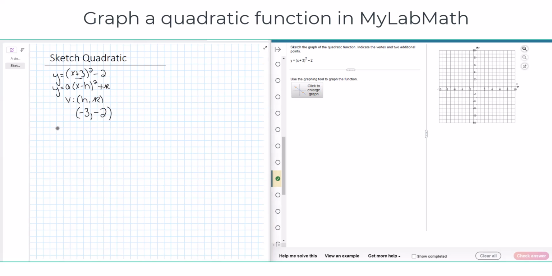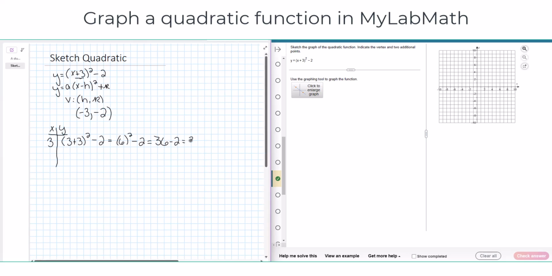Now the question asks for 2 additional points. Let me make my x y table. Let's just randomly pick a number. I'm going to pick 3, and put 3 in for x. So 3 plus 3 squared minus 2. 3 plus 3 is 6, squared is 36, minus 2, which is 34.